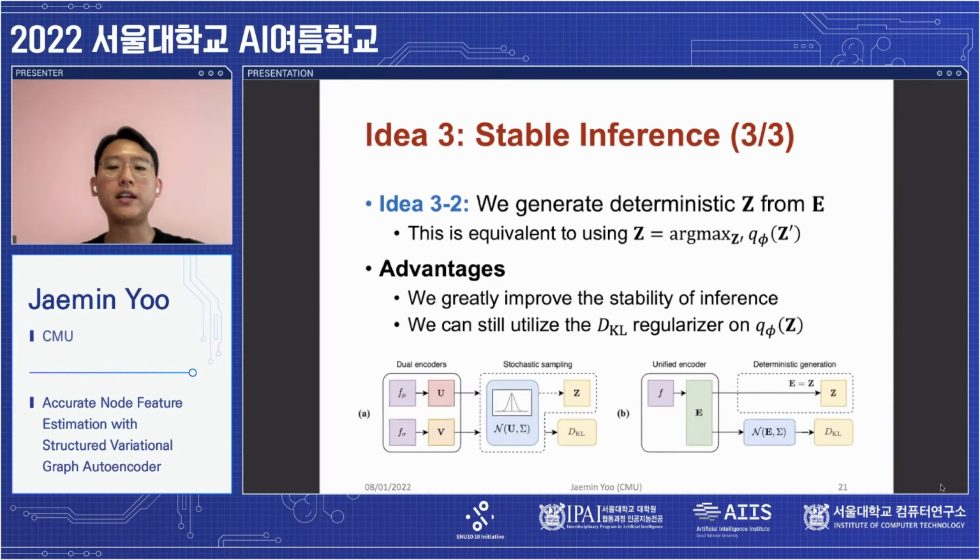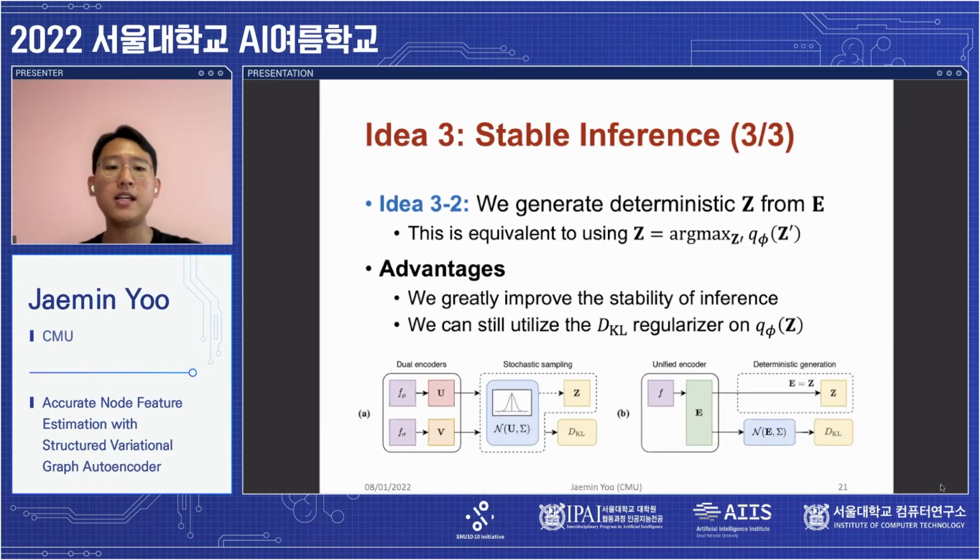So we generate the latent variable Z deterministically from the embedding matrix E instead of doing sampling. This is equivalent to using the argmax function for generating Z from its parameterized distribution. There are two main advantages. So first, we can greatly improve the stability of inference, as I just said.